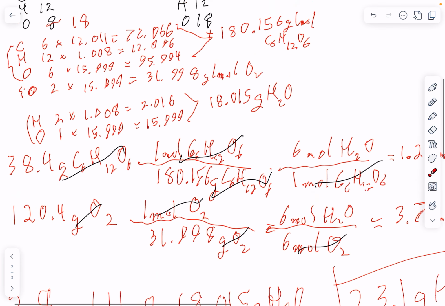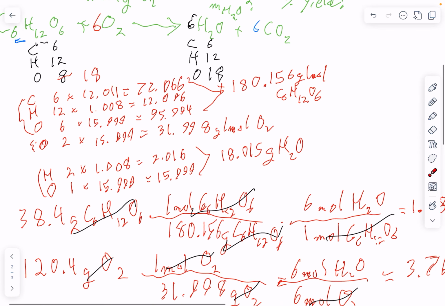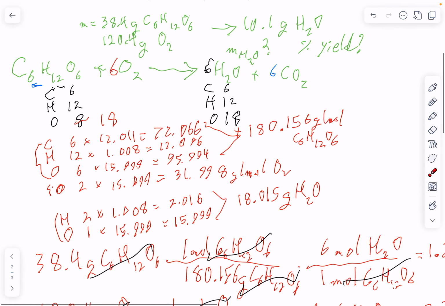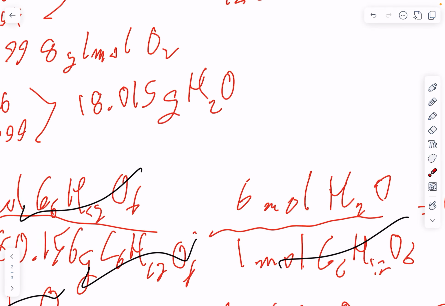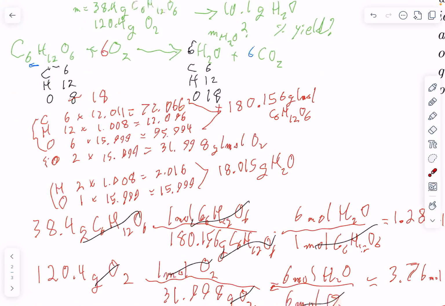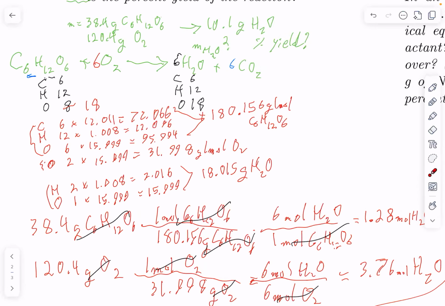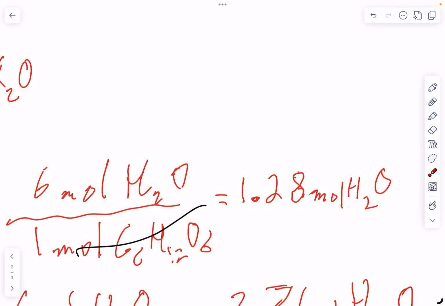Then we need to multiply by the stoichiometric ratio. So to get this, we look back at our balanced equation. It has to be balanced. And we say, for every 1 mole of glucose, we produce 6 moles of water. So I can multiply 6 moles of water divided by 1 mole of glucose. We then, in our calculators, type 38.4 divided by 180.156 times 6, we get 1.28 moles of water.